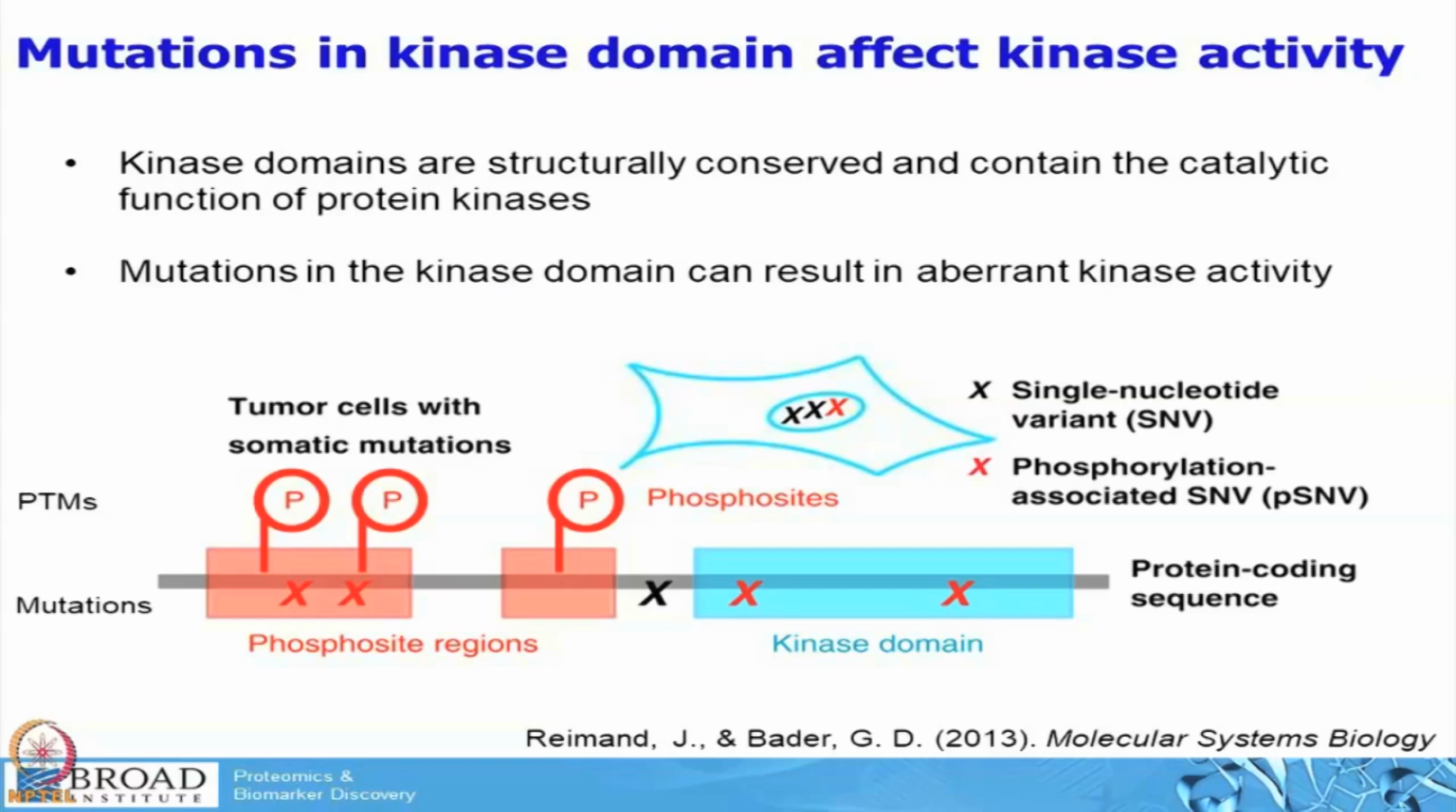There are also further events that happen further apart from the phosphorylation site. For example, if a mutation hits a kinase domain, which contains the catalytic function of this kinase, it can lead to aberrant kinase activity.